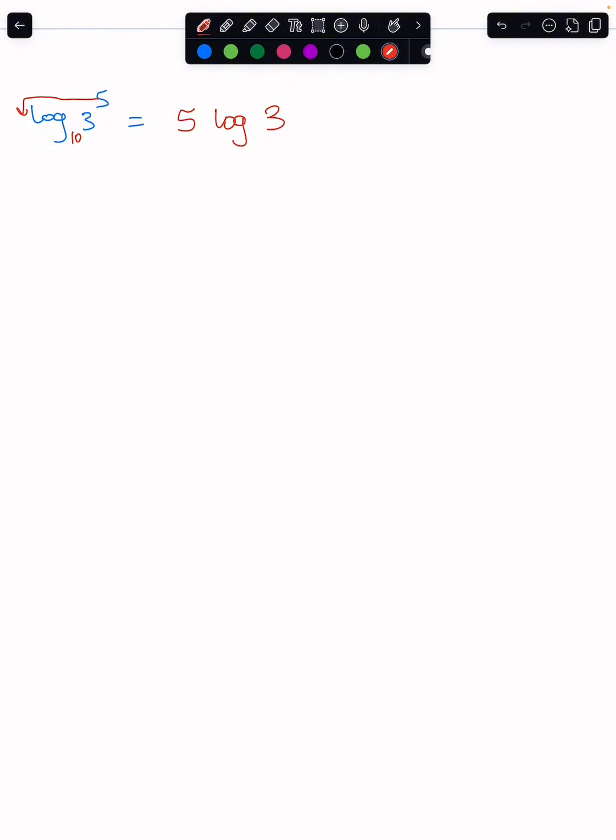Let's do another one. What if I had log base 2 to the 11 to the 3?